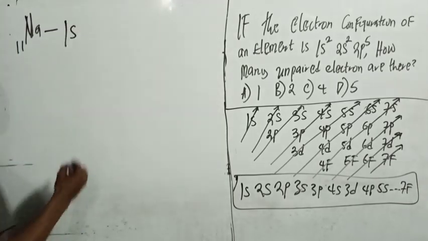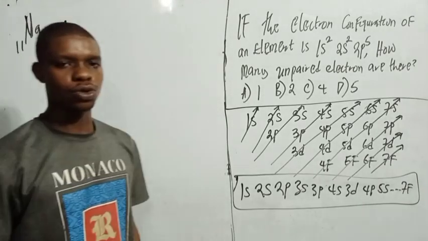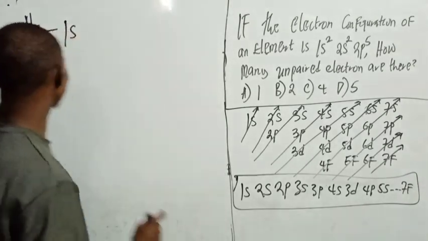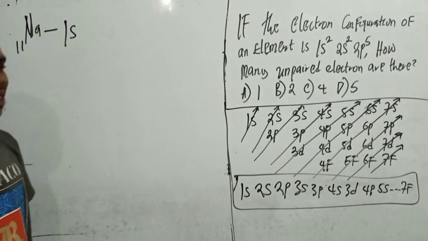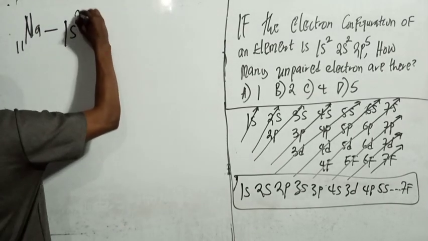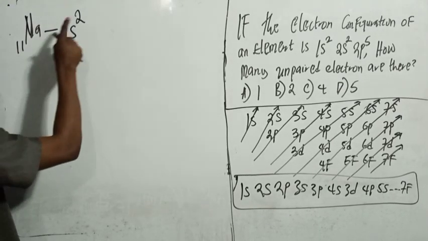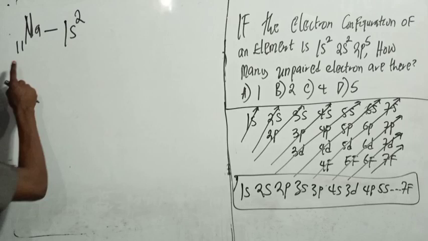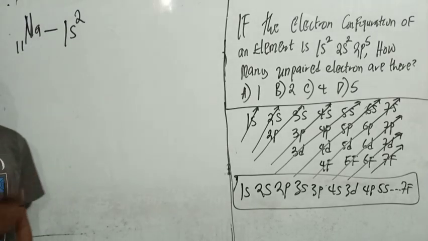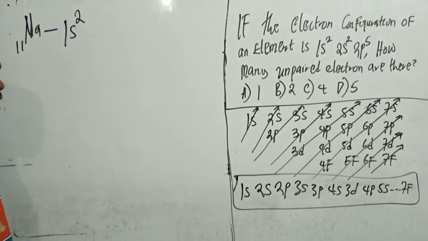1s. Remember, s can accommodate how many electrons? 2 electrons. We have to have 11 electrons here, right? So we put 2 electrons here. So 11 minus 2, I still have more. 11 minus 2, I still have 9 electrons left. So I can proceed to the other one.